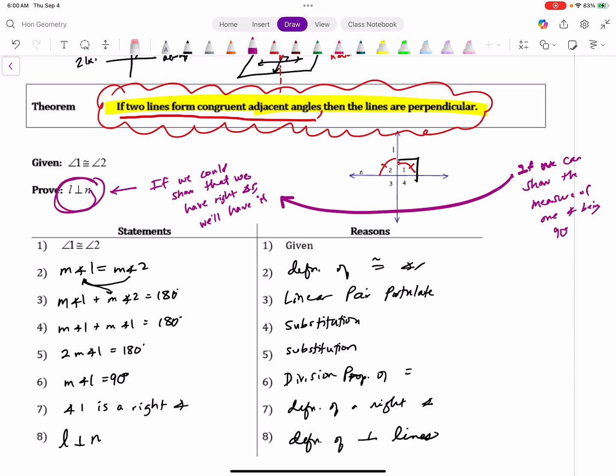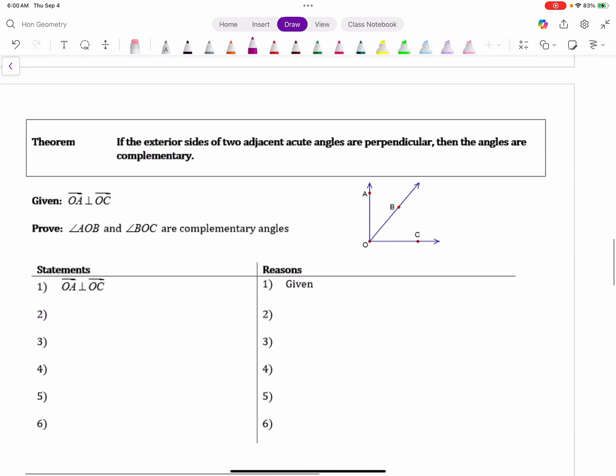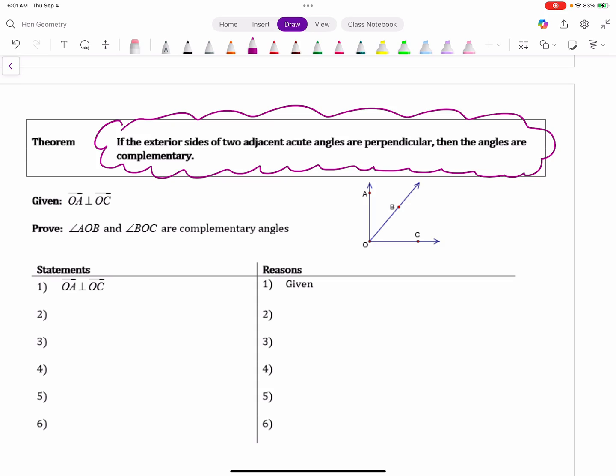Then we would have shown that we had the right angles, and we showed that we have the right angles, we show that we have perpendicular lines. Okay. Next step. So if the exterior sides of two adjacent acute angles are perpendicular, then those angles are complementary.